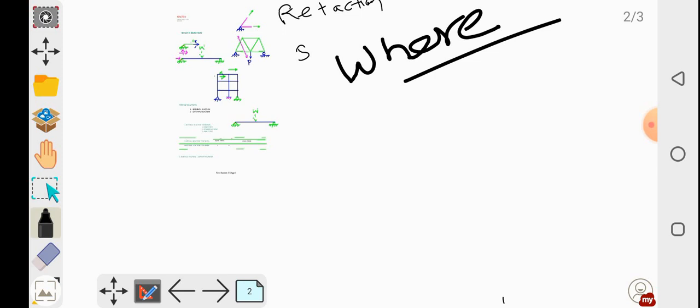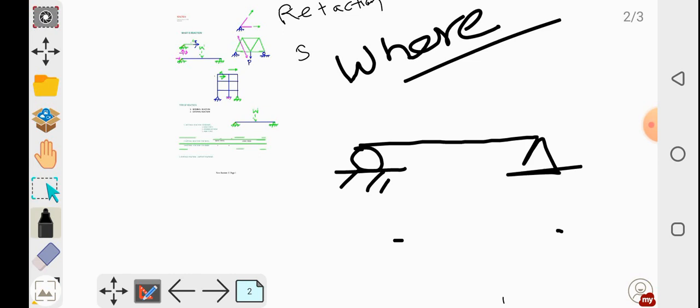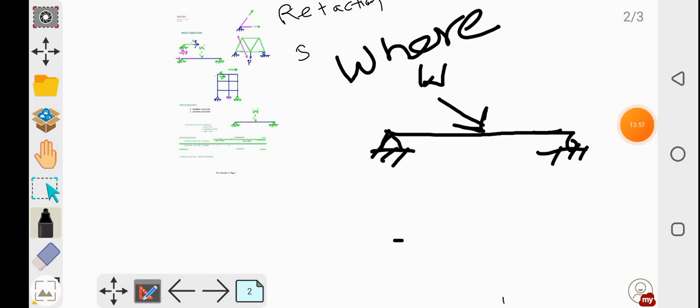For example, let's take a simply supported beam like this, with some arbitrary loading. Now where will the reaction be generated? Suppose there is some inclined load. Let's take the example of a simply supported beam, like I have drawn, with some arbitrary inclined load acting on this beam.